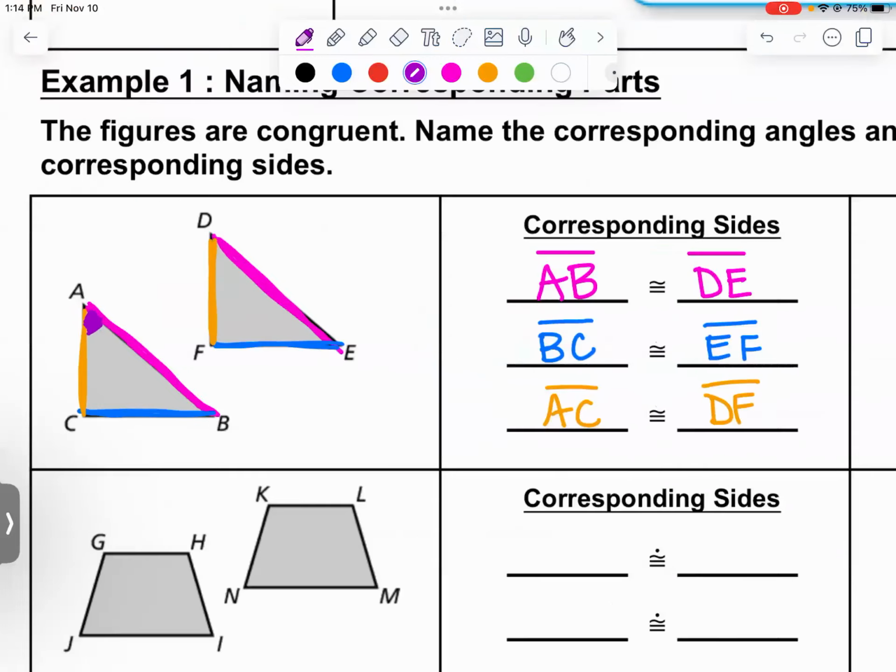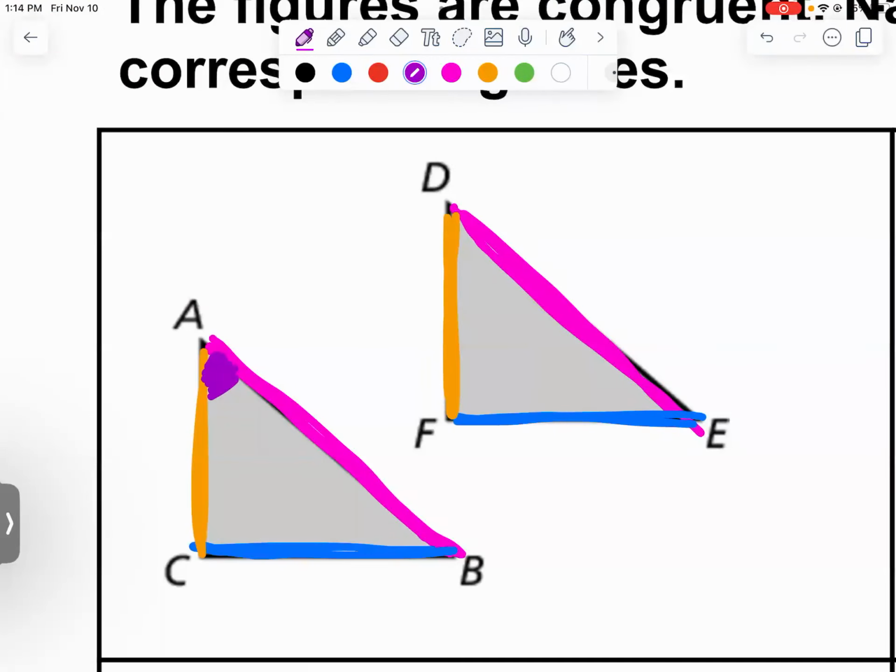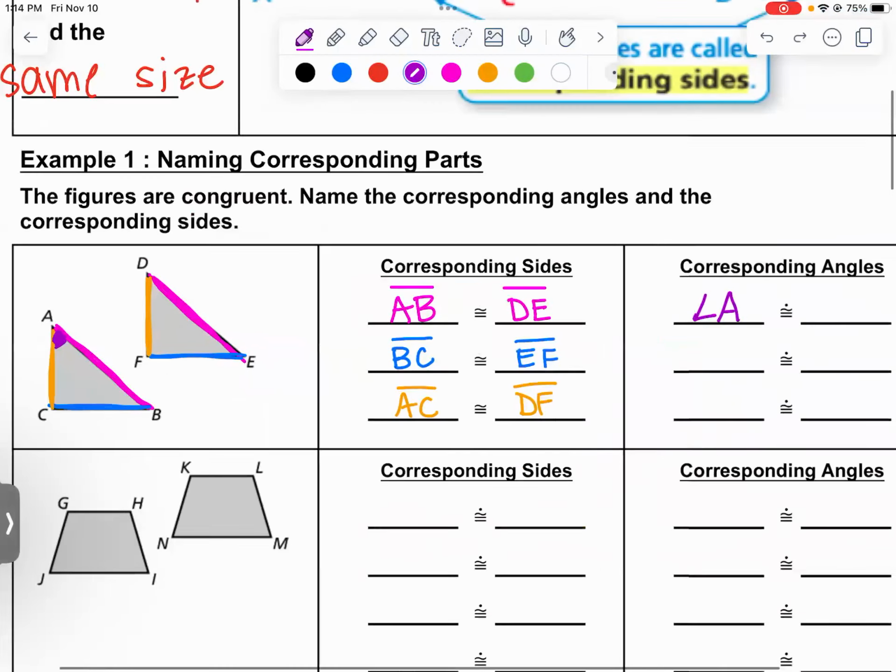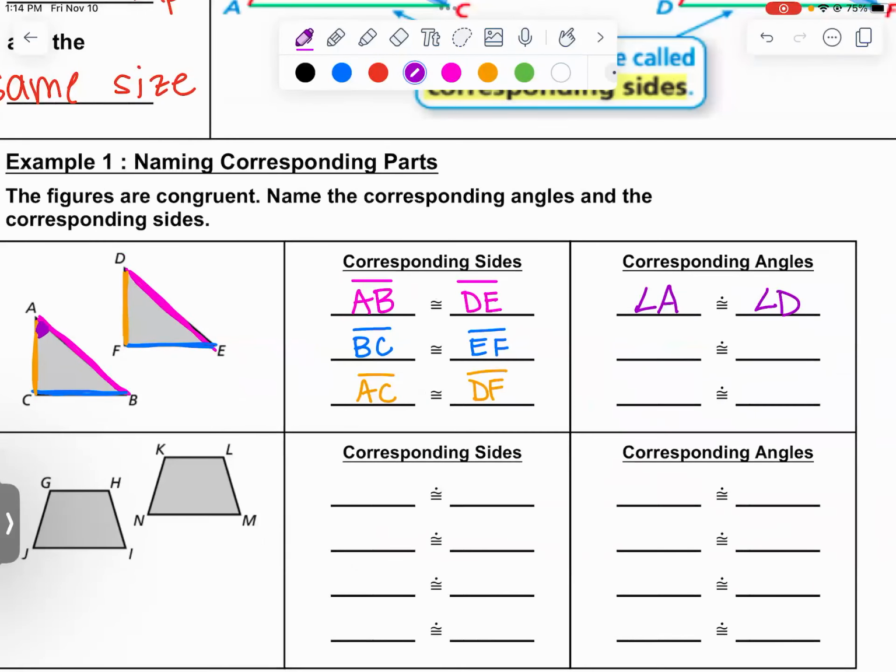Let's look. Here's angle A right here. I'm asking Caesar. Caesar, what do you think? What is in the exact same spot as angle A over here? Angle D. Okay.